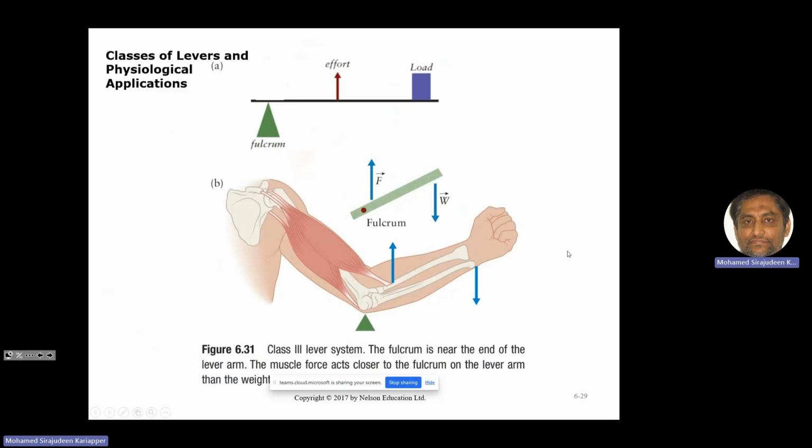The best thing is to memorize the order: fulcrum, load, effort. 1, 2, 3. Done. So class 3 example is the forearm. But who is in the middle? Effort. Okay. Right. That's easy.